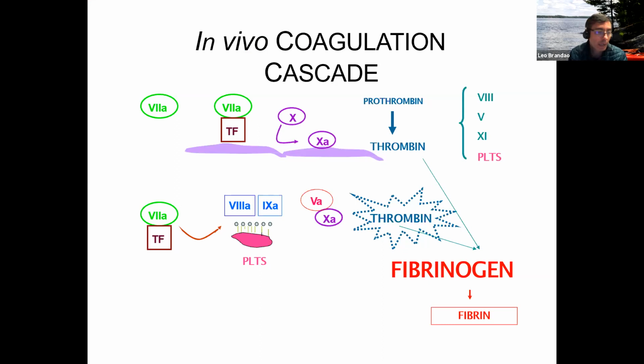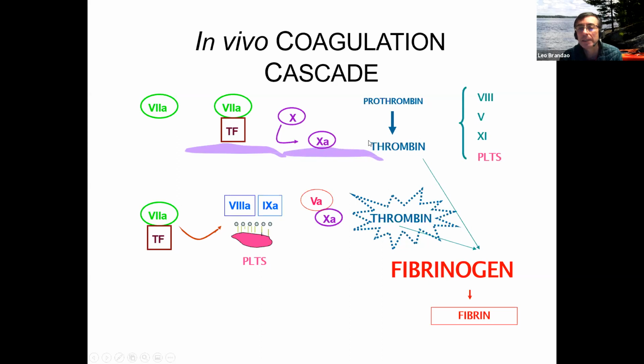What you see depicted here, instead of showing you the cascade and reviewing it step by step and putting you to sleep, maybe I brought a more dynamic and contemporary depiction of it. And you see here on the upper part of the slide what we call the initiation phase, which represents the extrinsic pathway. You have activated factor 7 and tissue factor that combined will lead to the activation of factor 10, ultimately forming thrombin.